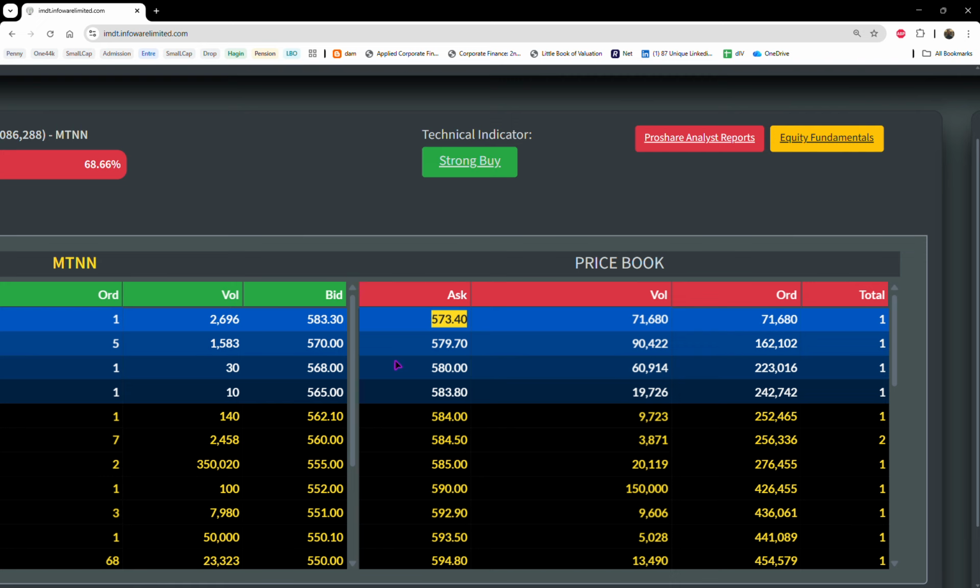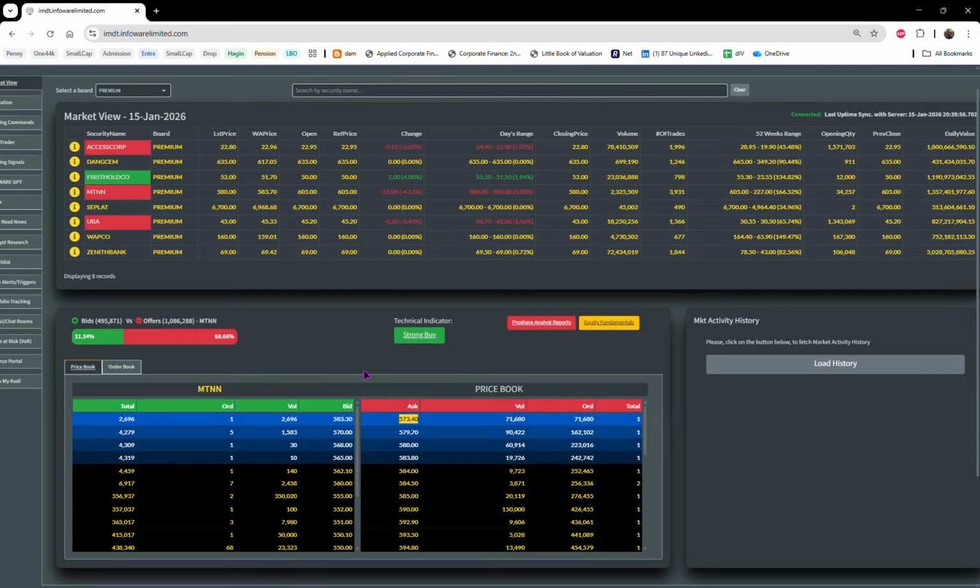Now, the gap between the highest bid, which is 570, and the lowest ask, which is 573, is called the bid ask spread. So if I ask you to calculate the bid ask spread from this screen, what I'm going to do is 573.4 minus 570. So the bid ask spread is about 3.40. That means the price at which someone wants to sell is higher than the price at which someone wants to buy.